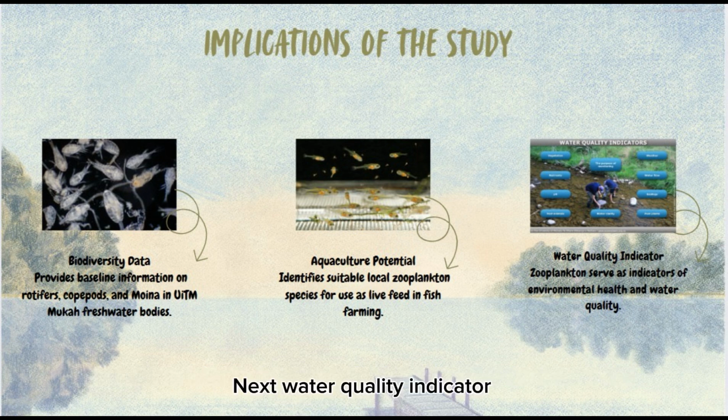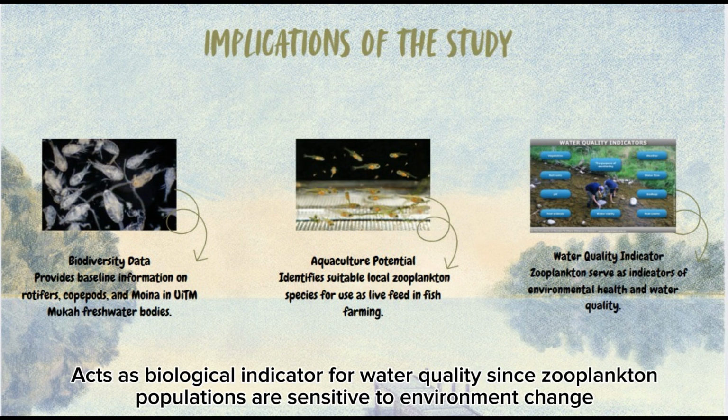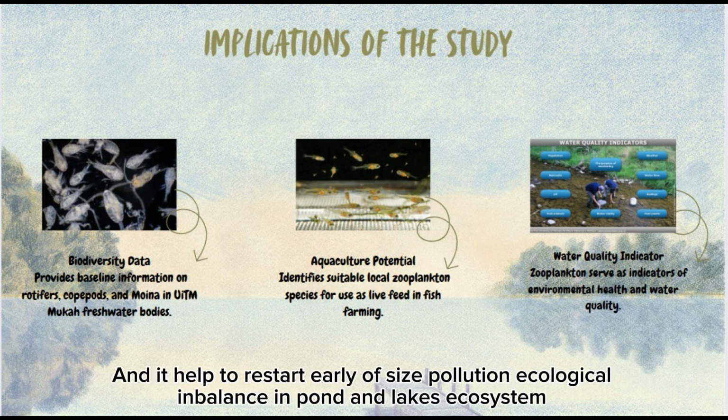Next, water quality indicators. They act as a biological indicator for water quality since zooplankton populations are sensitive to environmental change, and it helps to detect early signs of pollution or ecological imbalance in pond and lake ecosystems.